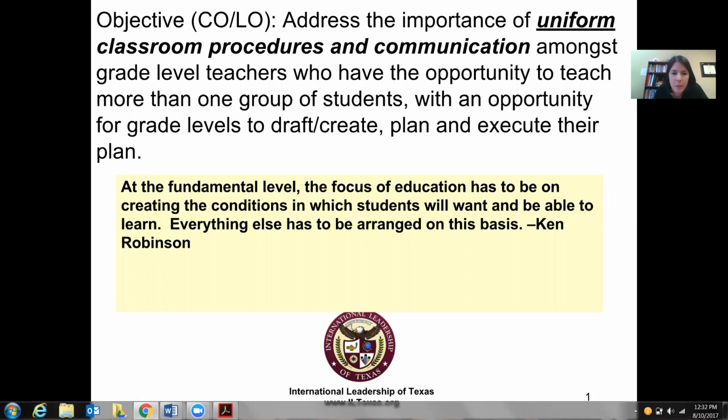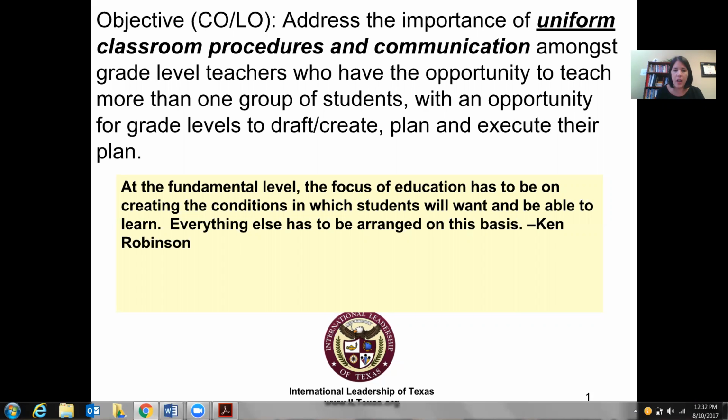The purpose of this mini lesson is to address the importance of uniform classroom procedures and communication amongst partner teachers as well as the grade level. Every one of you is teaching more than one group of students, thus the importance of these classroom procedures and uniform communication as well. The language objective part of it is simply that you will have an opportunity to then draft, create, plan, and execute this plan.